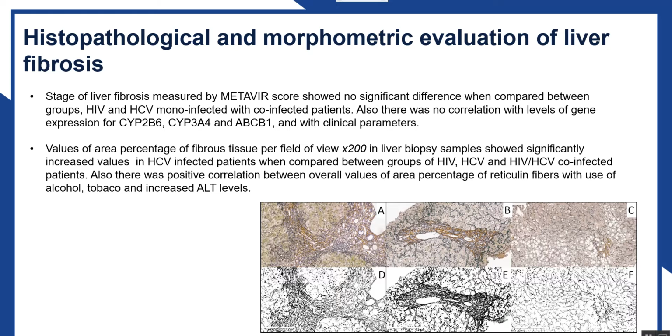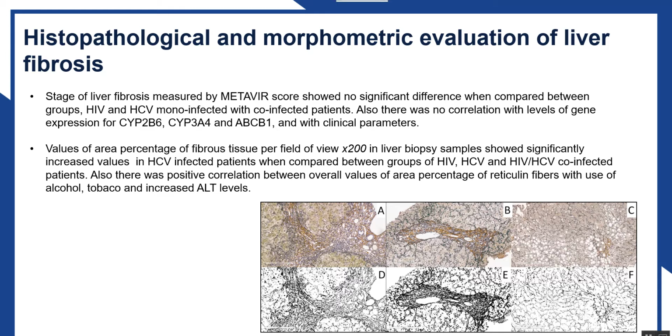As for histopathological and morphometric values of liver fibrosis, the stage of liver fibrosis was measured by METAVIR score, and it showed no significant difference when compared between groups of HIV and HCV mono-infected and co-infected patients. There was also no correlation of the level of gene expression of 2B6, 3A4, and ABCB1 with the clinical parameters.